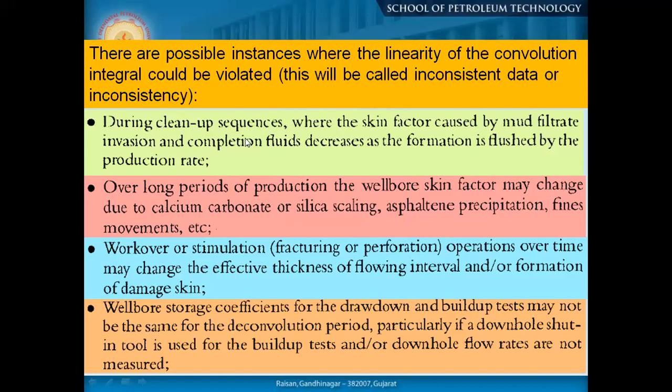During the cleanup sequence, what is the cleanup? When a well starts to produce, we change the bean size so that the flow rate changes, and whatever problems are around the wellbore, maybe some damage, should be cleaned out. That is called cleanup. The skin factor caused by mud filtrate invasion and completion fluid decreases as the formation flows with the production rate. We change the bean size to go from less production to gradually more production, so whatever damage was done by the mud filtrate or completion fluid may be cleaned up.